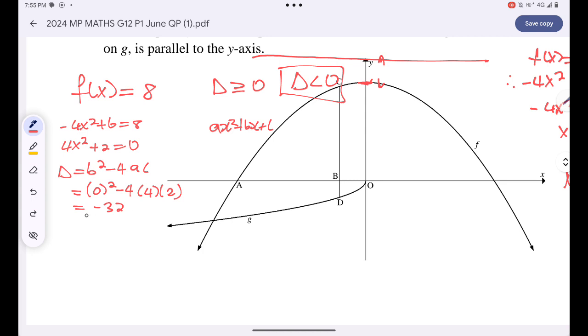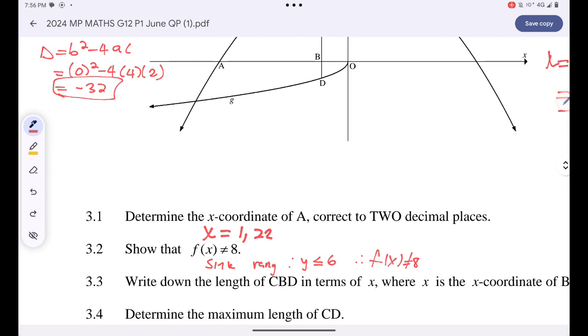Altogether, since delta is equal to a negative number like this, that means f of x cannot be equal to 8. Since delta is equal to negative 32, and negative 32 is less than 0, therefore, f of x cannot be equal to 8.